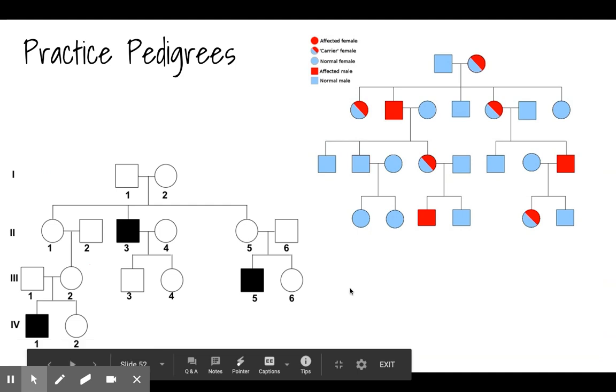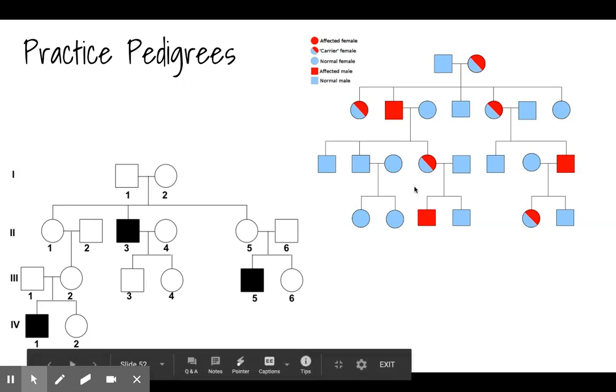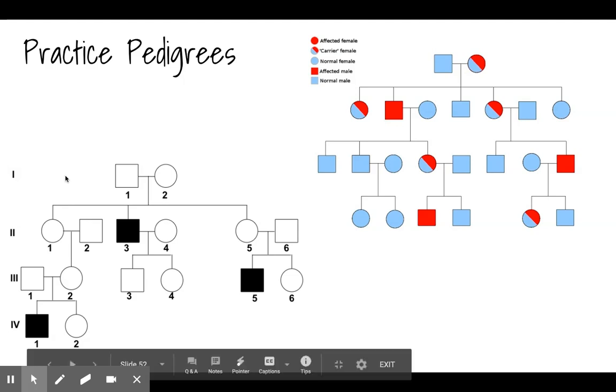All right, here are some more practice pedigrees. For X-linked, how do I know it would be X-linked? In these instances, the females would be carriers. A female can only be a carrier if it is X-linked recessive. If I look at this one, let's take an analysis on this one.